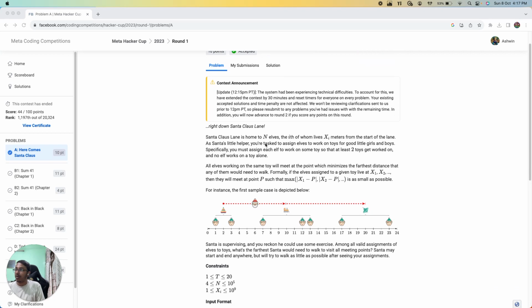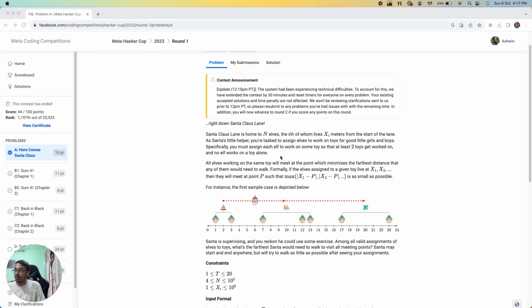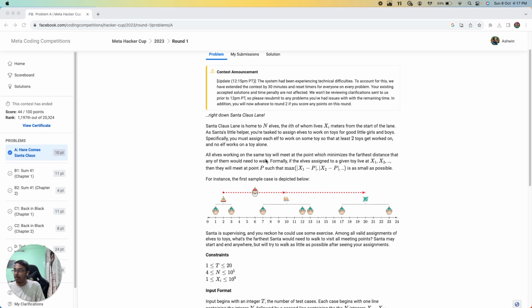Santa Claus Lane is home to n elves, the ith of whom lives xi meters from the start of the lane. As Santa's little helper, you are tasked to assign those elves to work on toys for good little girls and boys. Specifically, each elf should work on some toy and at least 2 toys should be worked on. So these are 2 constraints, and as these elves are working on toys, Santa will supervise them.